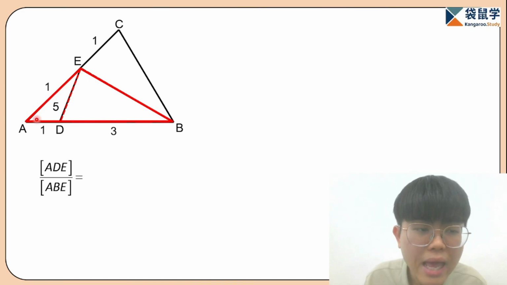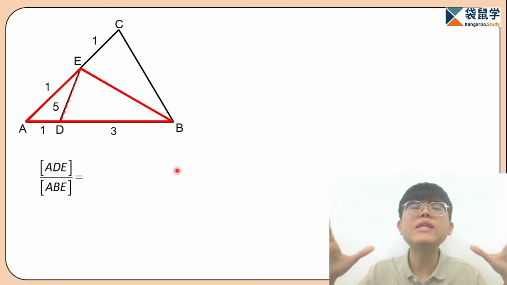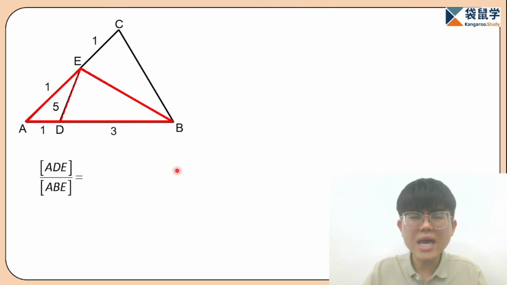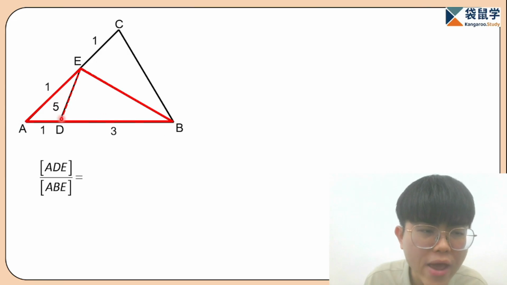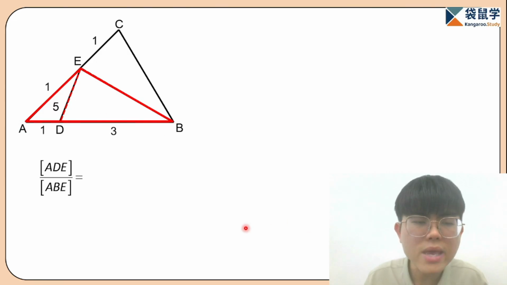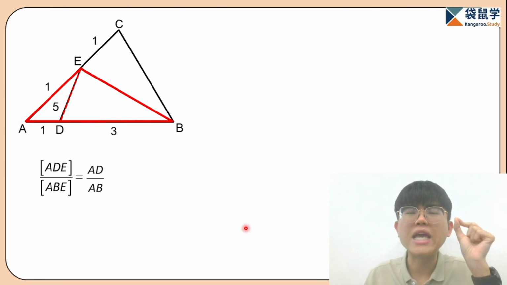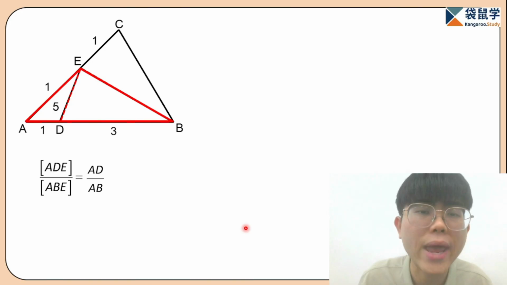Oh, it will depend on AD, right? And how about the area of ABE? Which side does it depend on? Oh, it will depend on the whole length of AB. So we say that it will be AD over AB. This is the ratio for these two triangles.